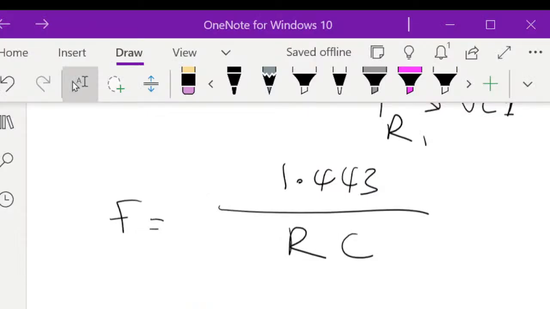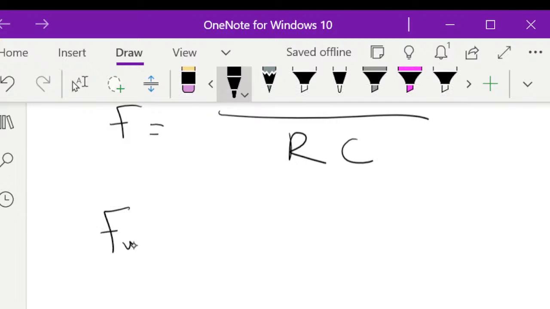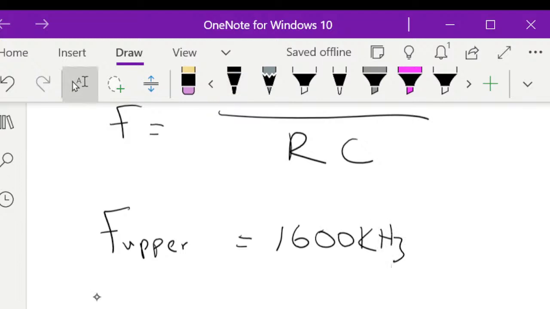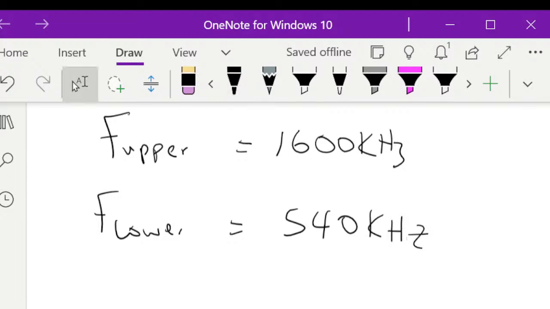So just go here and say the F high and F low, or F upper limit. F upper is equal to 1600 kilohertz, and then F lower is 540 kilohertz. All right, so that's what it is.